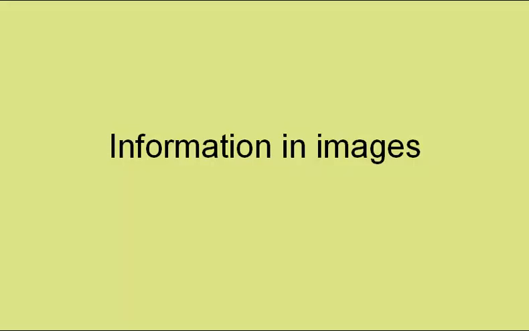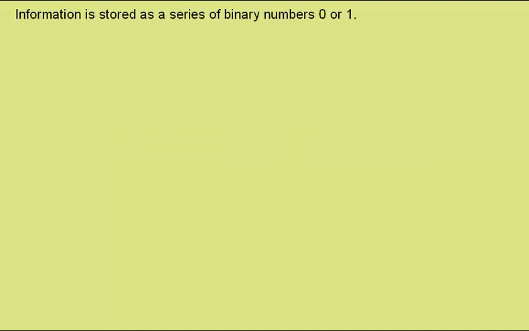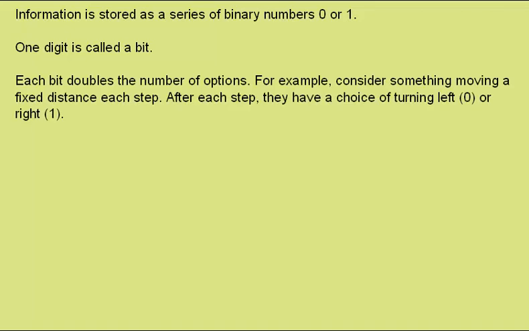Information in images. Information is stored as a series of binary numbers, 0 or 1. One digit, 0 or 1, is called a bit. Each bit doubles the number of options. For example, consider something moving a fixed distance each step. After each step, they have a choice of turning left, denoted by 0, or right, denoted by 1.